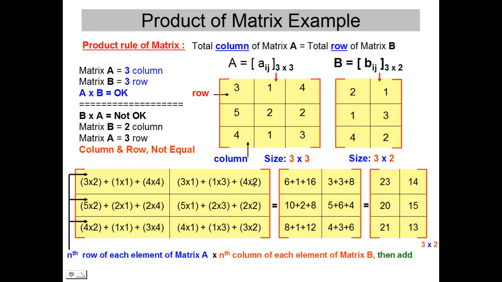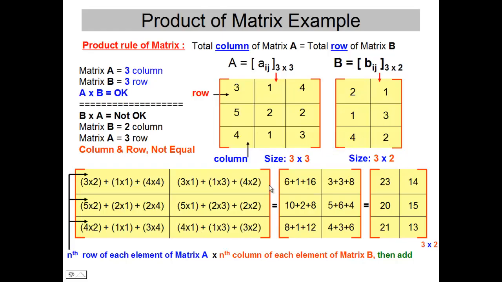Second row second element: 5 multiply 1 plus 2 multiply 3 plus 2 multiply 2. This is the second element of second row. Same like third row first element: 4 multiply 2 plus 1 multiply 1 plus 3 multiply 4. Now third row second element: 4 multiply 1 plus 1 multiply 3 plus 3 multiply 2.